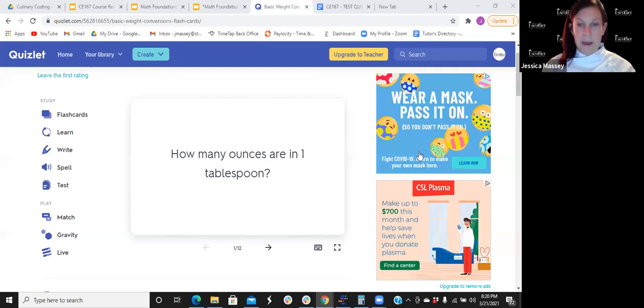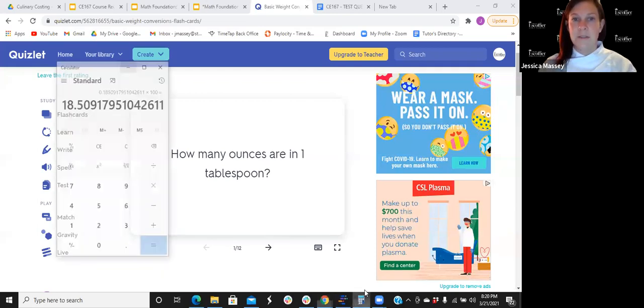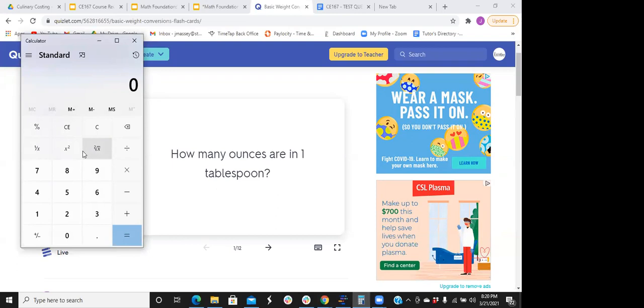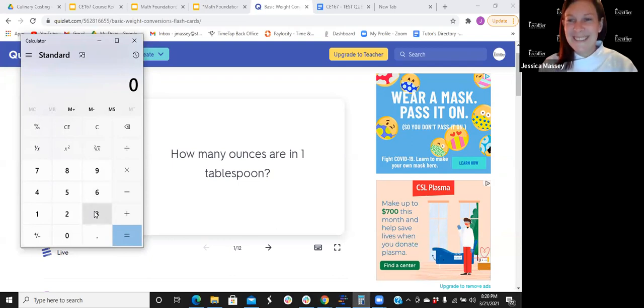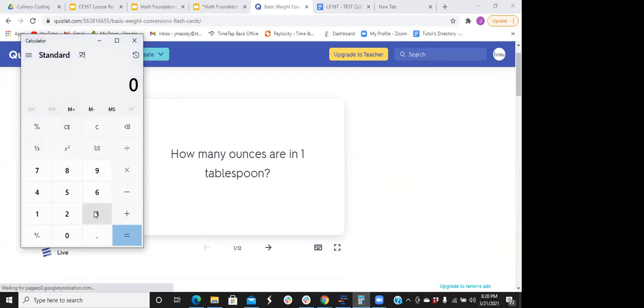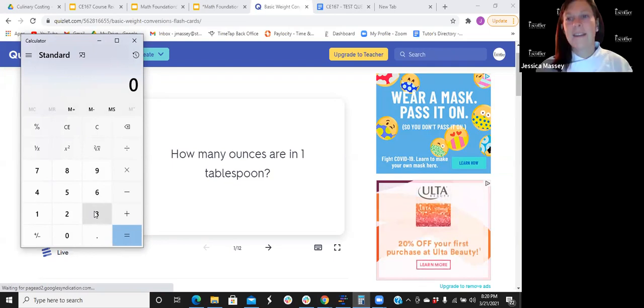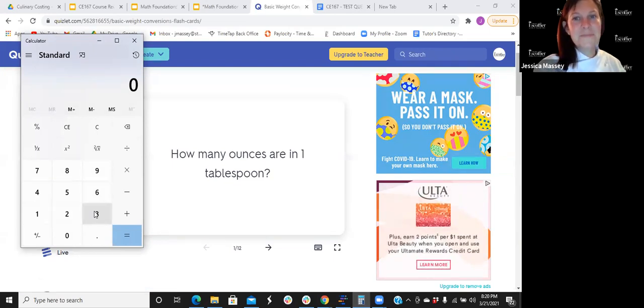If you think about some of the stuff we went over last week, we know there are 16 tablespoons in 1 cup. That was one of our conversions. 4 tablespoons is 1/4 cup. Correct. 1/4 cup is 2 ounces.